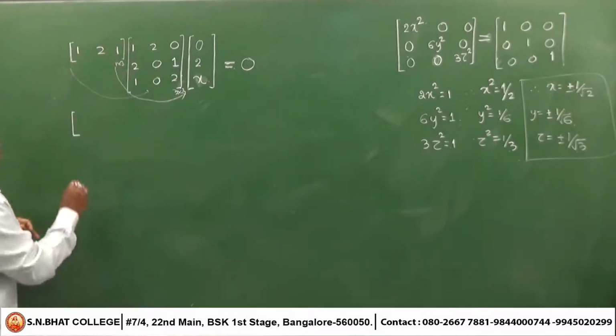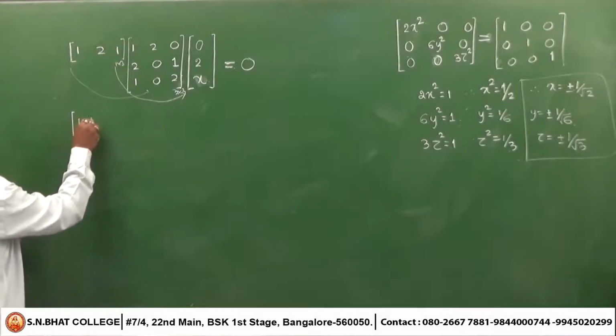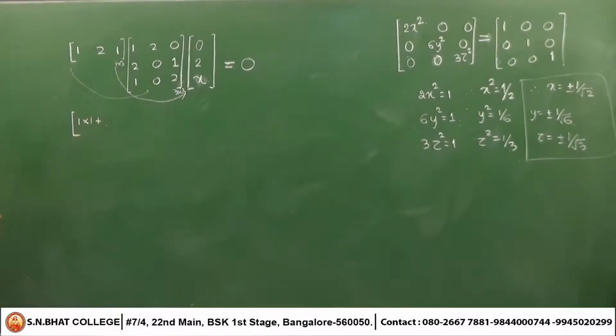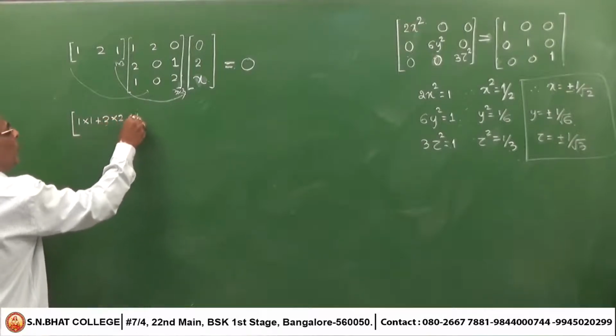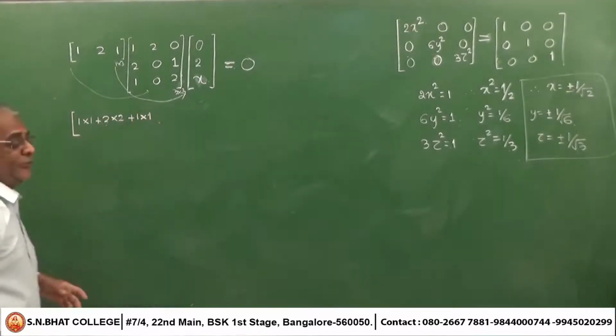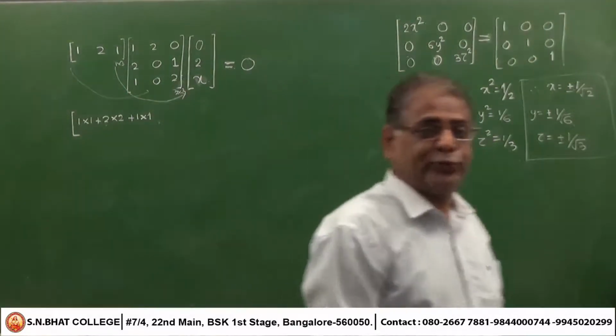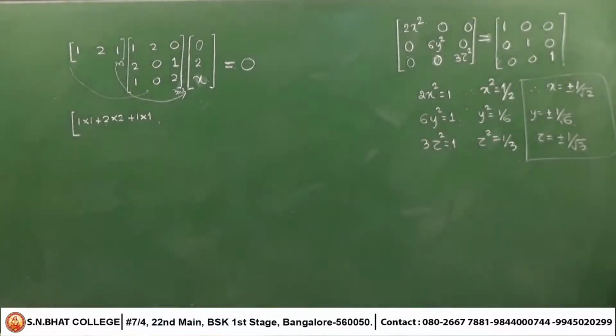Multiply first row first column. 1 into 1. In between sign is plus. 2 into 2 plus 1 into 1. This is the multiplication of first row with first column. You will get 1 row 3 column.